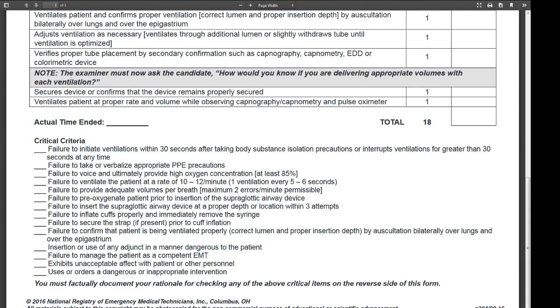Failure to insert the supraglottic airway device at a proper depth or location within 3 attempts. Failure to inflate cuffs properly and immediately remove the syringe. Failure to secure the strap, if present, prior to cuff inflation. Failure to confirm that patient is being ventilated properly, correct lumen and proper insertion depth, by auscultation bilaterally over lungs and over the epigastrium. Insertion or use of any adjunct in a manner dangerous to the patient. Failure to manage the patient as a competent EMT. Exhibits unacceptable affect with patient or other personnel. Uses or orders a dangerous or inappropriate intervention.